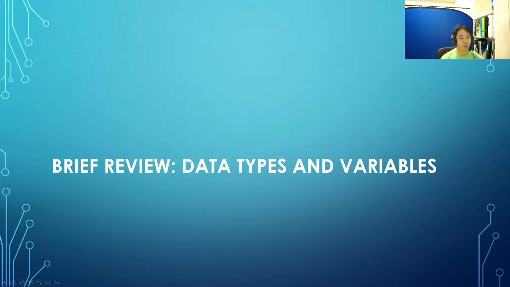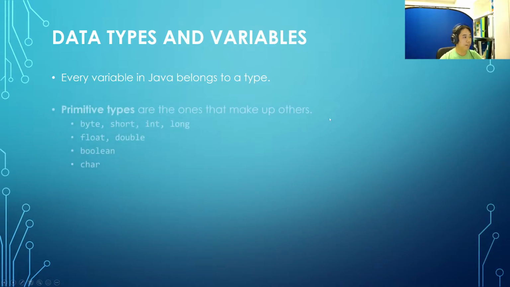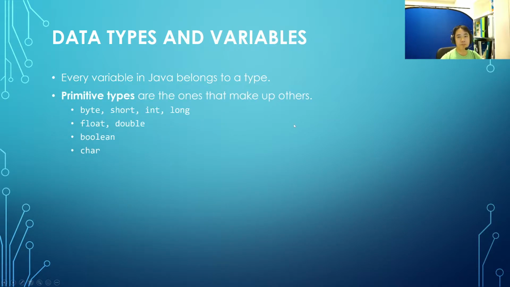So another thing I would like to review very briefly would be data types and variables. So about data types and variables in Java, every variable in Java belongs to a type. This is a little bit similar to C. Actually, it's not a little bit. This is exactly similar to C, because in C, we also need to assign every variable a data type. So nothing new here. The primitive types are the ones that make up the other ones. So the primitive types we're talking about in Java are bytes, shorts, integers, longs. These are for whole numbers, or you know, just numbers that do not have decimals after them.